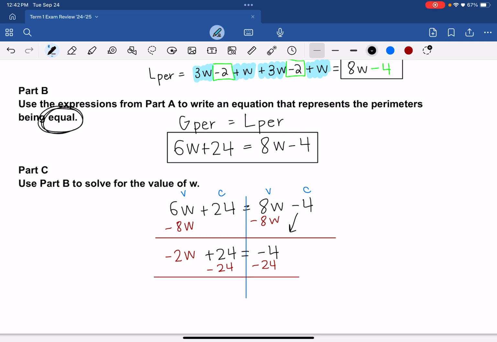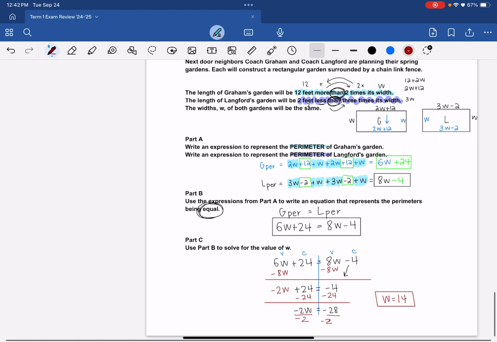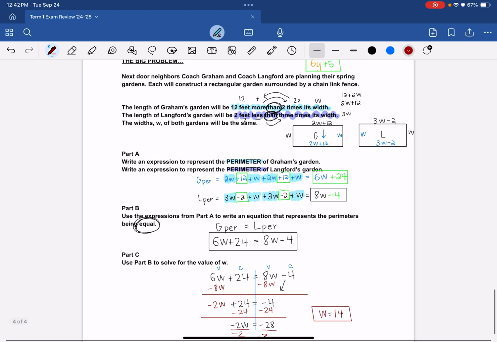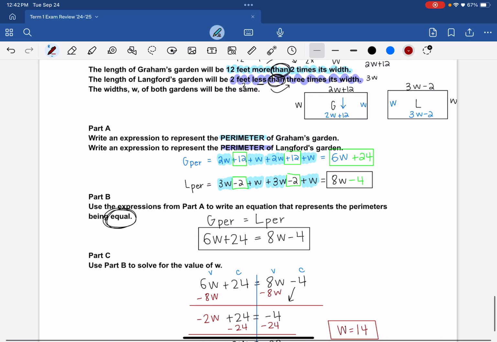I'm left with negative 2W equals negative 28, because negative 4 minus 24. And then we're going to divide by negative 2. So negative 28 divided by negative 2 is 14. So the width of both of our gardens is 14 feet. Okay. All right. I hope this helps. Good luck tomorrow.